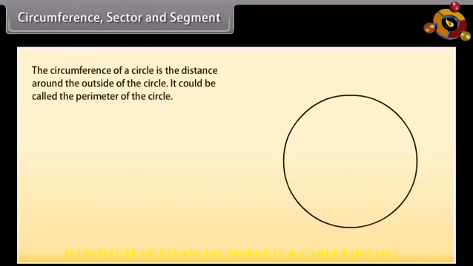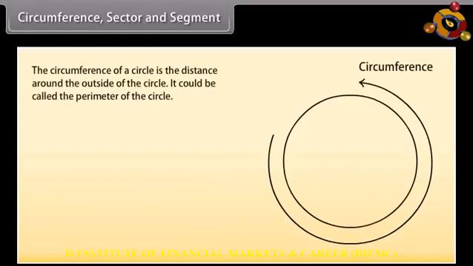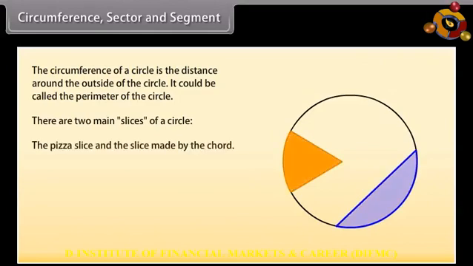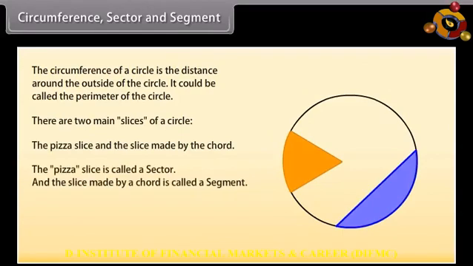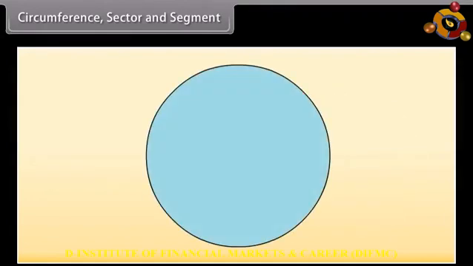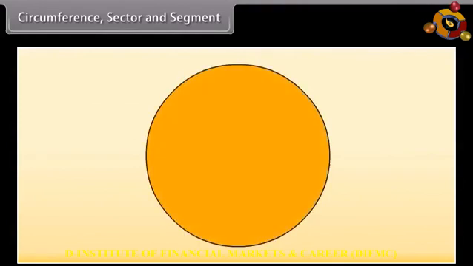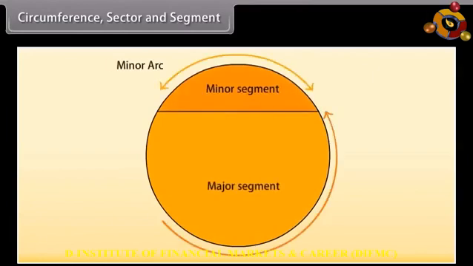Circumference, sector, and segment. The circumference of a circle is the distance around the outside of the circle. It could be called the perimeter of the circle. There are 2 main slices of a circle: the pizza slice and the slice made by the chord. The pizza slice is called a sector, and the slice made by a chord is called a segment. There are 2 types of sectors: the minor sector and the major sector. Like sectors, there are 2 types of segments: the minor segment and the major segment.